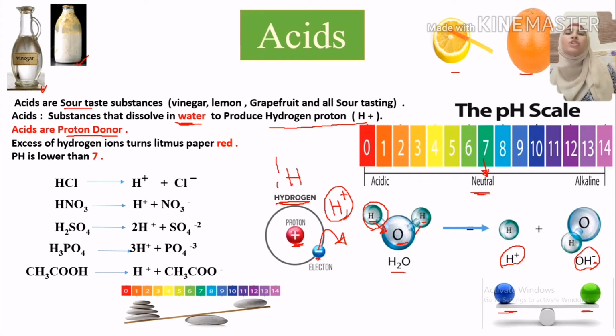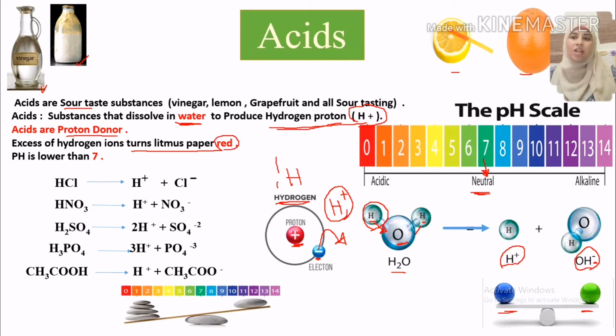When we start to dissolve acid in water, the concentration of hydrogen proton will increase. We will have excess of proton as acids are proton donors. Acid can donate hydrogen proton. So we will have excess of hydrogen ion concentration, and the color of our litmus paper will turn into red, and pH will be acidic, so it will be less than 7.